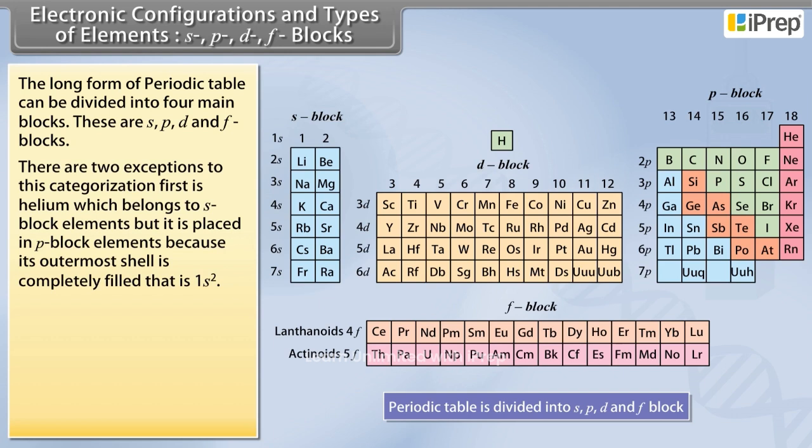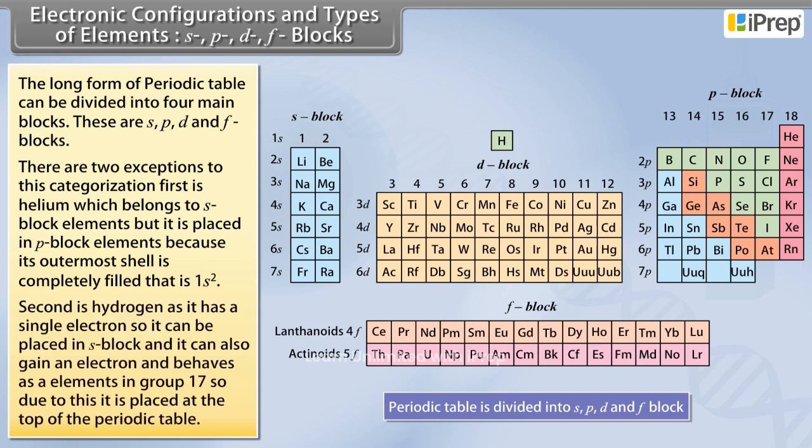First is helium, which belongs to S block elements, but it is placed in P block elements because its outermost shell is completely filled, that is 1s2. Second is hydrogen. As it has a single electron, it can be placed in S block, and it can also gain an electron and behave as the elements in group 17. So, due to this, it is placed at the top of the periodic table.